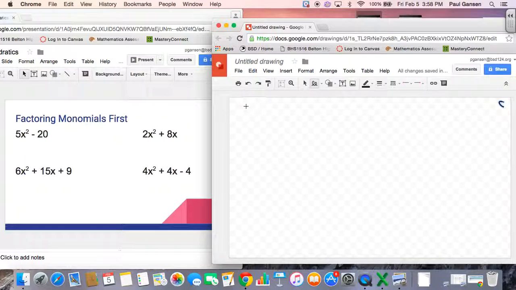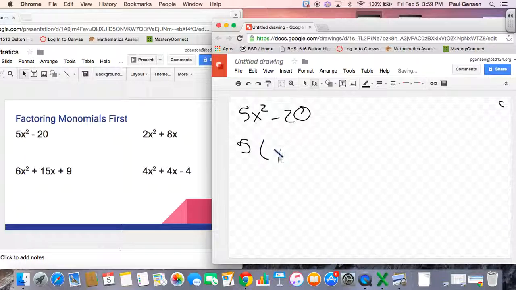So with this example that we have here, we have 5x squared minus 20. Now looking at this, I see that it's a binomial. We have two terms here, 5x squared minus 20, and I'm kind of stuck. I don't really see anything that can happen with this. The only thing that I can do when I have two terms is try the difference of two squares, but 5 and 20 aren't perfect squares. But what is true about 5 and 20 is that both have a common factor of 5. So I'm going to factor that 5 out of both of these terms.